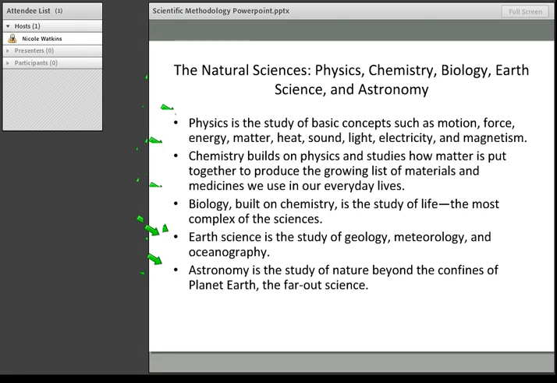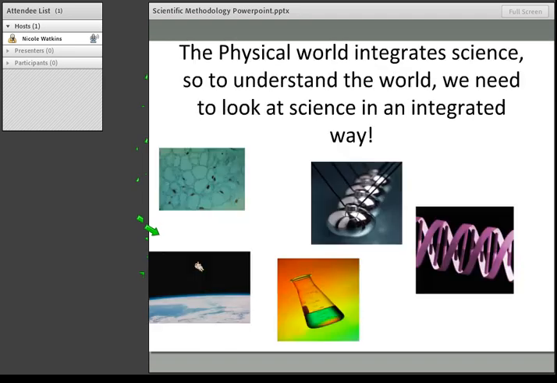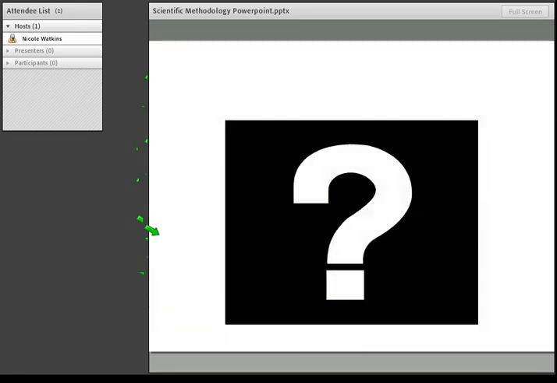And of course, astronomy. You're going to be taken into a realm beyond the confines of the Earth, where there's a lot of observation that takes place in our universe, looking at different planets and seeing how they vary from our planet Earth. So this is going to give you this integrated view of how all of these concepts merge into one another, and how you will begin to acknowledge this cohesive study and understand our natural world. Okay? So once again, the physical world integrates science. To understand the world, we need to look at science in an integrated way. And with that being said, welcome to the exciting world of science.